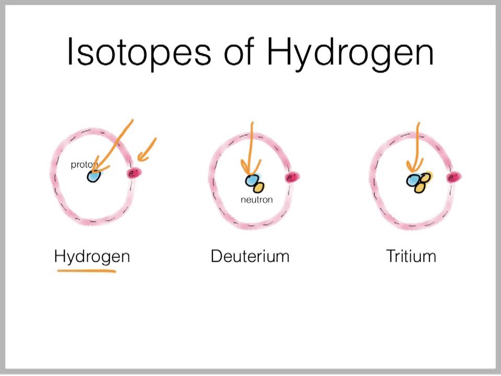Now another isotope of hydrogen is deuterium. Deuterium has a neutron as well, so it is literally twice as heavy as a hydrogen atom, because a neutron and a proton weigh pretty much the same. And then we have tritium. Tritium has 2 neutrons. Once again, it is roughly 3 times the mass of a normal hydrogen atom. Other than that, they are chemically identical in terms of the way that they react with other elements.